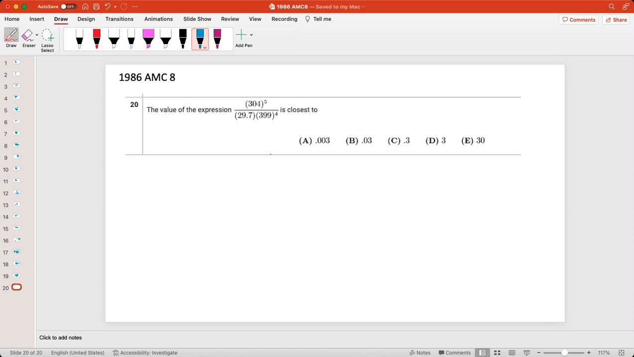The value of the expression is closest to. So again here, closest, so approximation. So for this, I'm going to say 300 to the power 5. That's the closest number, rounded number. This will be 30 and this will be 399 to the power 400. Okay, to the power 4.